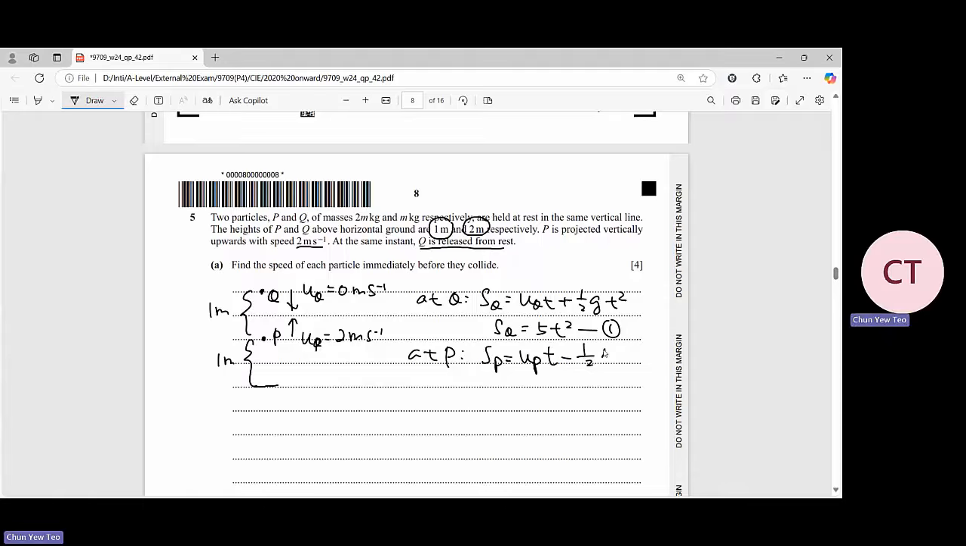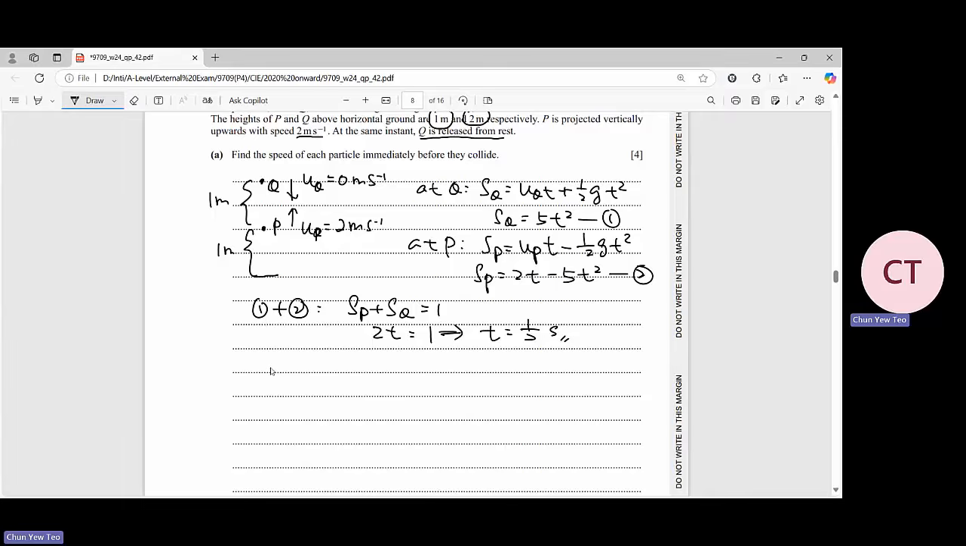So this one is half gt squared. So this one will be SP equals 2t minus 5t squared. That will be my equation number 2. When they collide, it means the first equation plus the second equation, that means SP plus SQ must equal 1. If you add together, you will have 2t equal to 1. Then you will get t equal to half. That means P and Q collide half a second after they are projected.